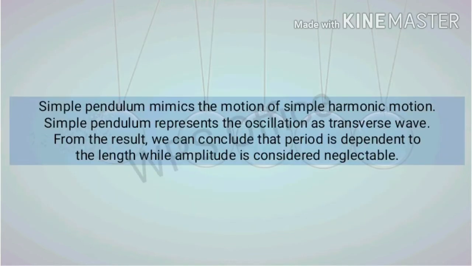Conclusion. A simple pendulum mimics the motion of simple harmonic motion. A simple pendulum represents the oscillation as a transverse wave. From the result, we can conclude that the period is dependent on the length while the amplitude is considered negligible, which means the amplitude doesn't influence the period.